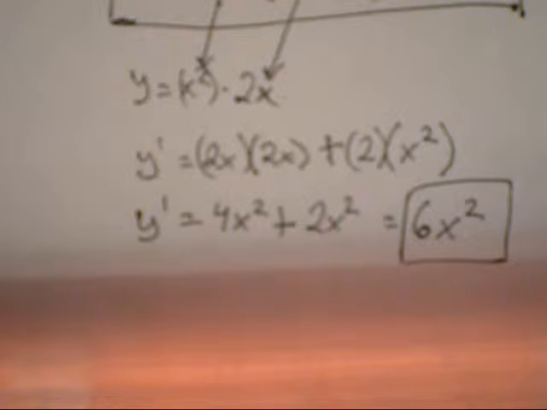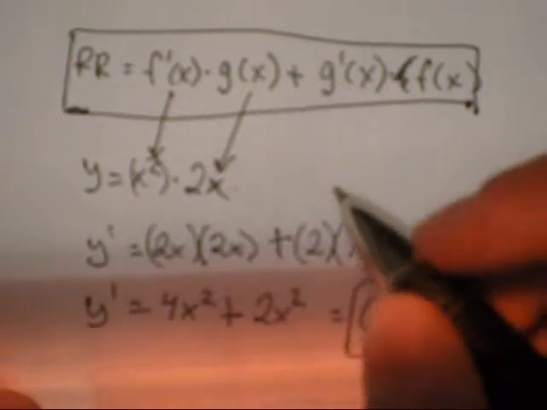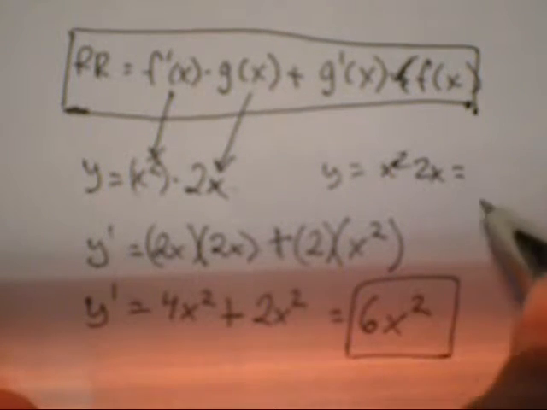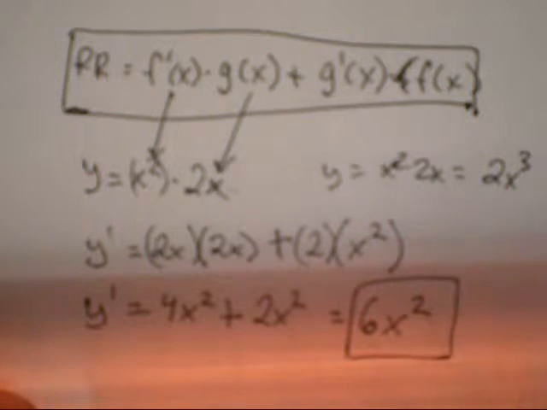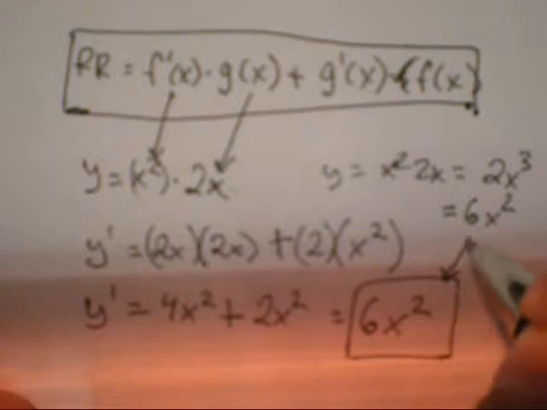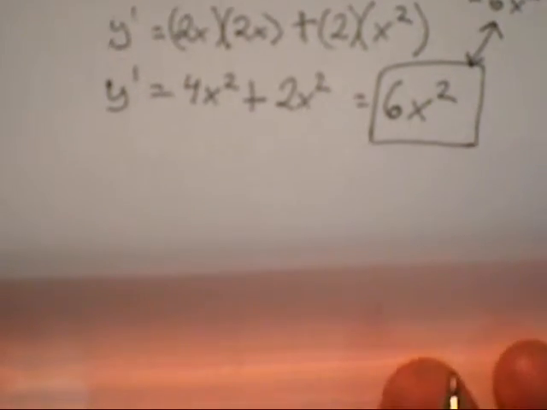And we could have done this an easier way by simply taking y equals x squared times 2x, multiplying those, so we would get 2x to the third, and then the simple derivative would be 6x squared, which is the same thing as here. But there are more complicated examples where you have to know how to use the product rule.